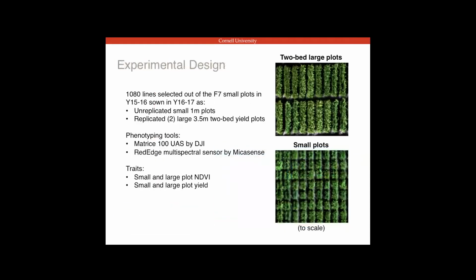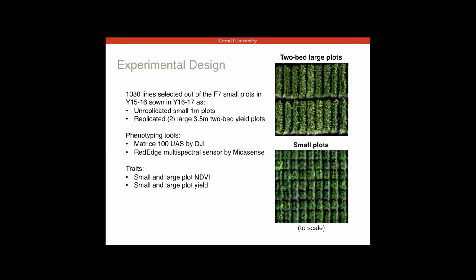So we've designed an experiment to ask this question: can we use phenotyping to select at the early generation stage? And we designed the experiment so that it would be integrated into the breeding program and not use a lot of extra resources. So the breeders went through the F7 small plots in 2016 to select lines to move on into the large replicated yield trials in 2017. We went through and selected a subset of those 1,080 lines and planted them again as unreplicated 1 meter small plots. So these lines were planted twice in 2016, both as small plots and as large yield plots.